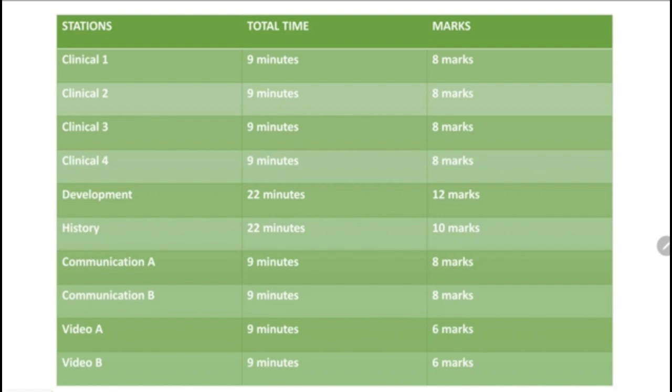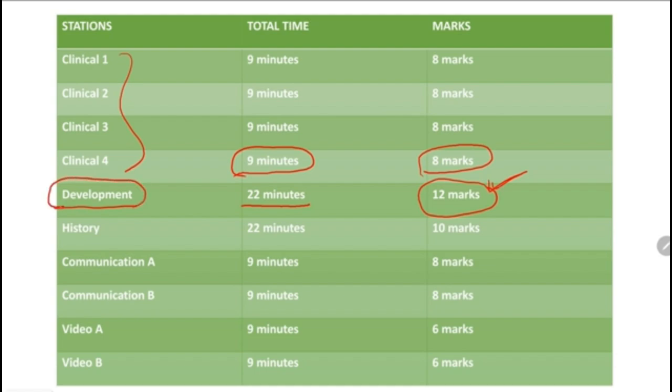So if you compare the time and the marks for all the stations, clinical stations 1 to 4 each have about 9 minutes and a maximum of 8 marks. The developmental station is the longest station, at 22 minutes, and it has a total score of 12 marks. So this station is very easy to score, and though it is lengthy, it is very easy to score in the developmental station.